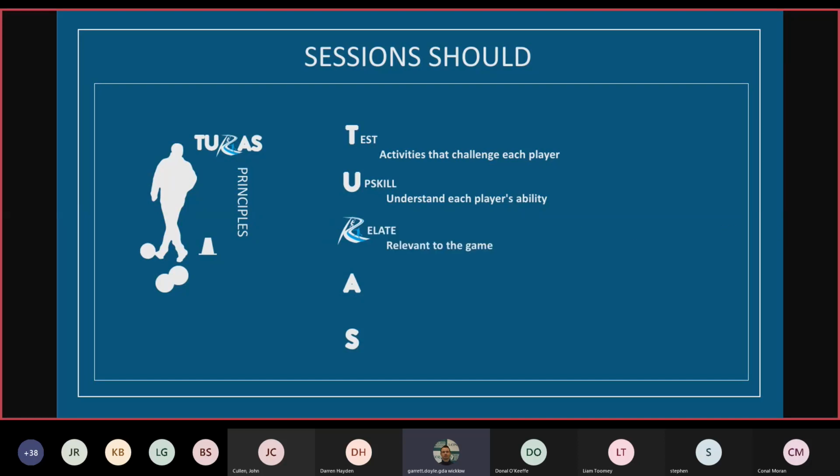Sessions should relate to the game, so make them relevant to the game, to the match they play at the weekends. Should always aim to be inclusive, so try and include all the players as often as possible. And then should stimulate, so should be enjoyable but also developmental. So five principles that if you apply to your sessions, to your activities, will have you and the players moving in the right direction.